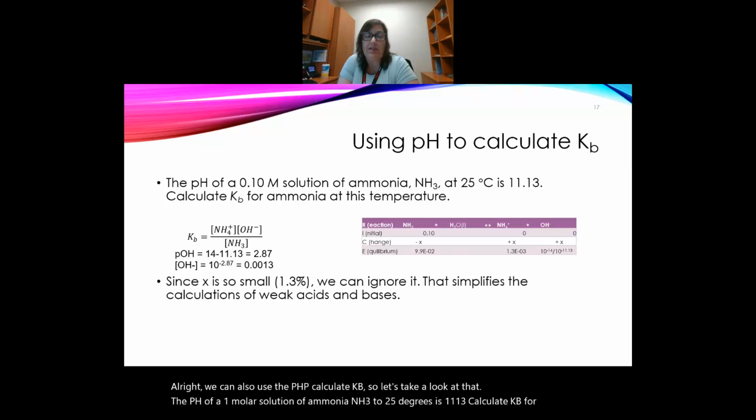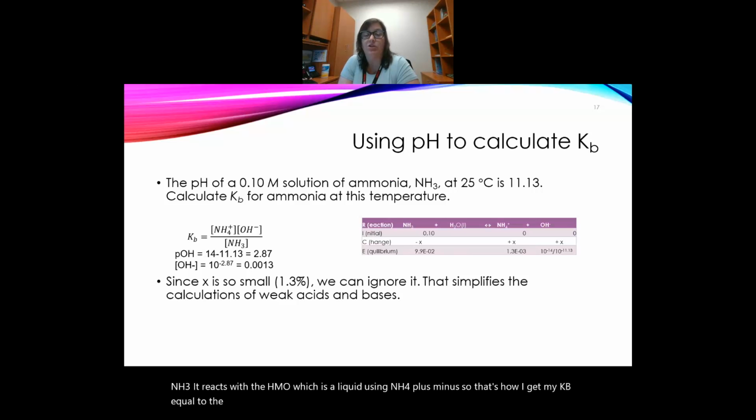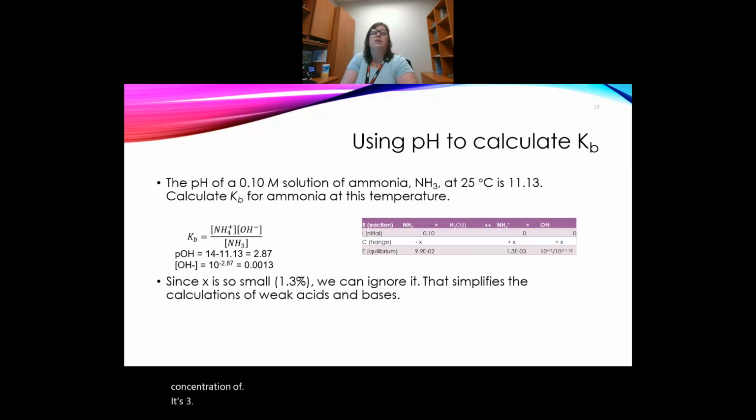So my Kb is going to be equal to my products over my reactant. My NH3 reacts with the H2O, which is a liquid, and gives me NH4 plus and OH minus. So that's how I get my Kb equal to the concentration of NH4 plus times the concentration of OH minus divided by the concentration of NH3. So that's my Kb expression.